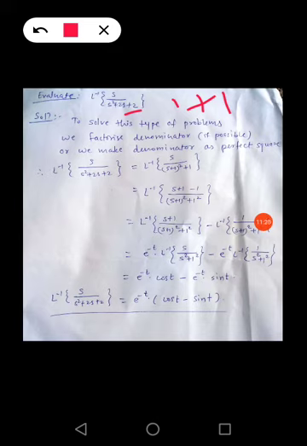Okay, so L inverse of s divided by (s plus 1) square plus 1. But in the numerator there is only s, so we can add and subtract 1 simultaneously. L inverse of (s plus 1 minus 1) divided by (s plus 1) square plus 1 square. Now using the linearity property of L inverse, we get L inverse of (s plus 1) divided by (s plus 1) square plus 1 square, minus L inverse of 1 over (s plus 1) square plus 1 square.